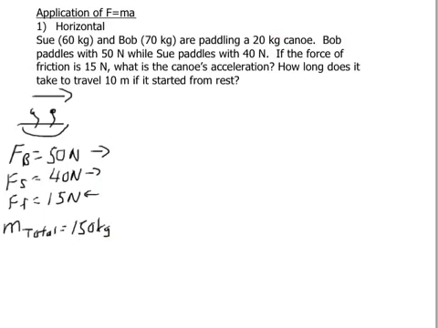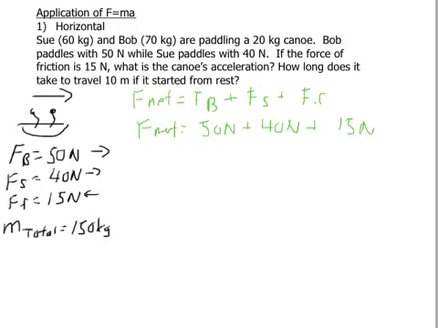So in our net force equation, we always add all the forces together. So F net equals the force of Bob plus the force of Susan plus the force of friction. Now let's substitute some numbers. Force of Bob is 50 newtons. It's to the right, so it's positive. Force of Susan is 40 newtons. It's to the right, so it's also positive. And the force of friction is 15 newtons, but it is to the left, so we put in our negative sign. We add that all up, and that is equal to 75 newtons.